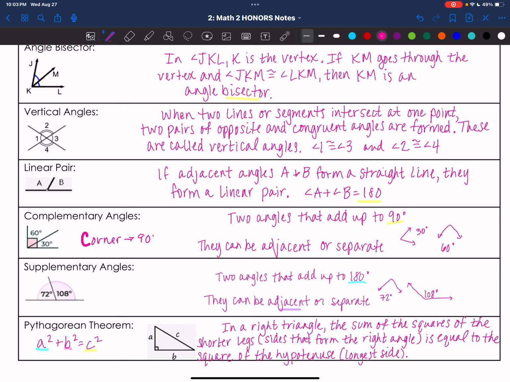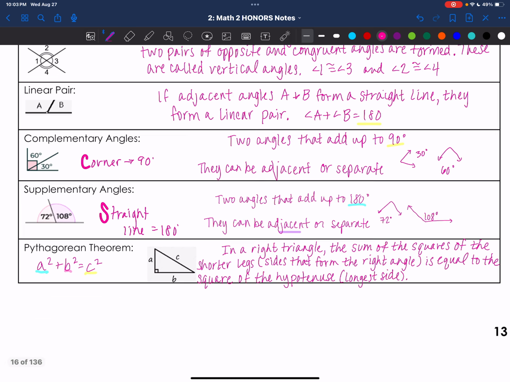All right, and then supplementary angles is two angles that form a straight line, and that straight line equals 180 degrees. So this plus this equals 180. So they can be adjacent or separate, like these two. And then how I remember this, or one trick, is you make an S for supplementary, and then you can make a 180 out of it. Or somebody said S for straight, like straight line. So whichever way helps you remember, it's fine.